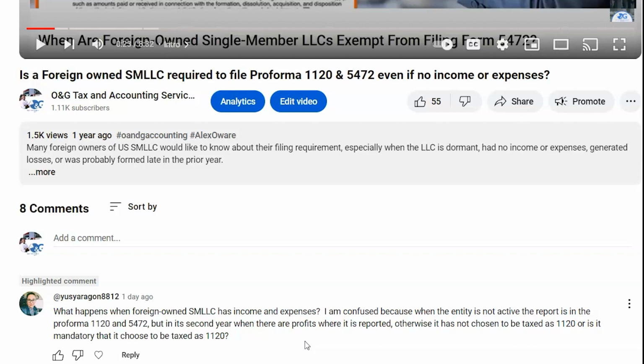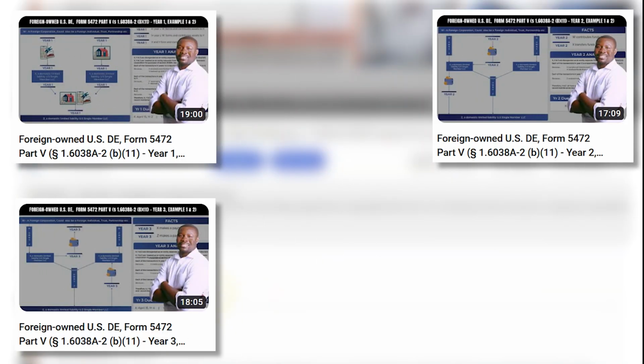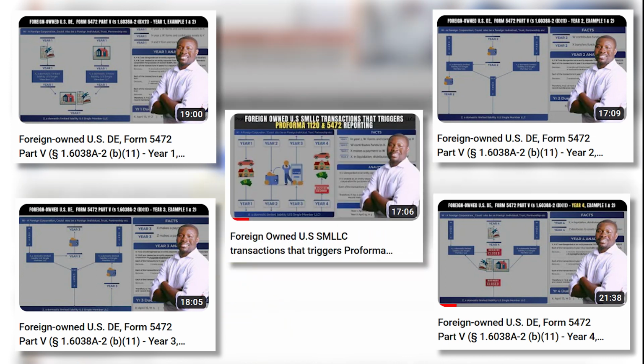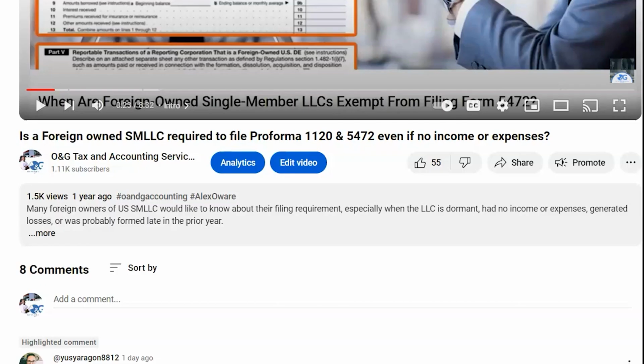And in my YouTube videos, I have explained in many of them what reportable transactions are. As you can see on your screen, I have about four videos that drill down on what a reportable transaction is. Again, if you have profit and you think that profit is taxable in the US, it does not go on Proforma 1120 and 5472. It goes on your 1040-NR.